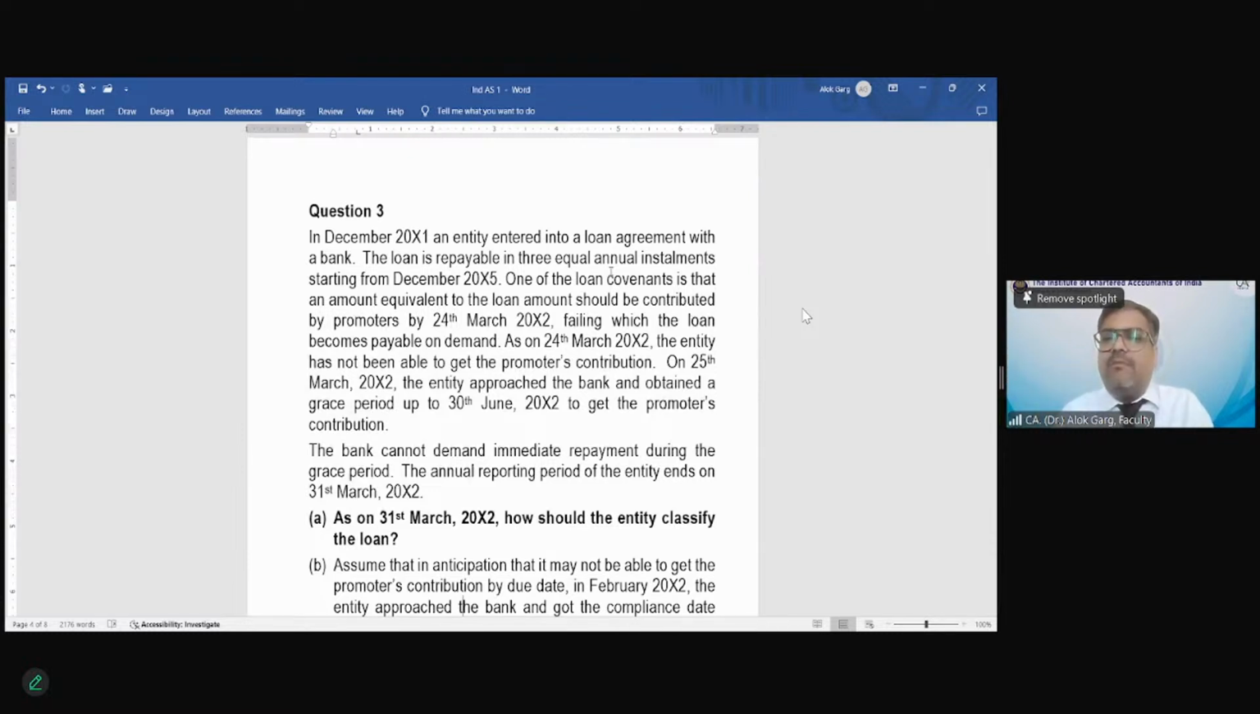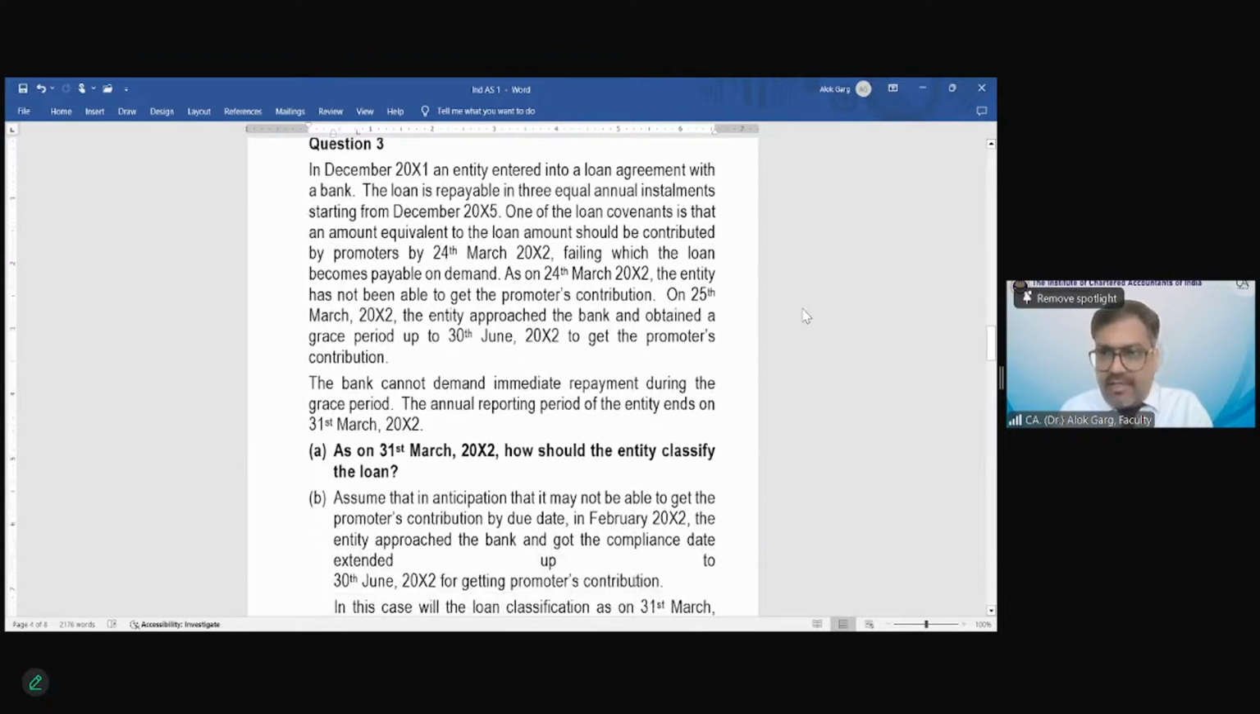In this question number 3 and part B, the loan was taken in December 20x1. The first installment has to be paid after 4 years. So what is the nature of this liability? Non-current. On the balance sheet date it will be non-current, right?